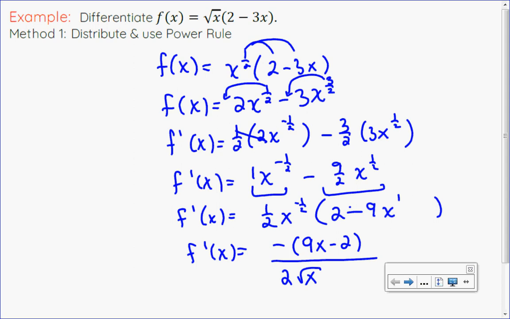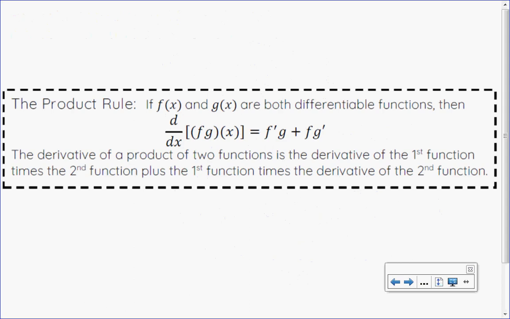So what is the product rule? The product rule is a way to take the derivative of, you guessed it, a product. So if I have f of x and g of x, they are both differentiable functions. Then to find the derivative of the product, I do the derivative of the first function times the second, plus the first function times the derivative of the second.